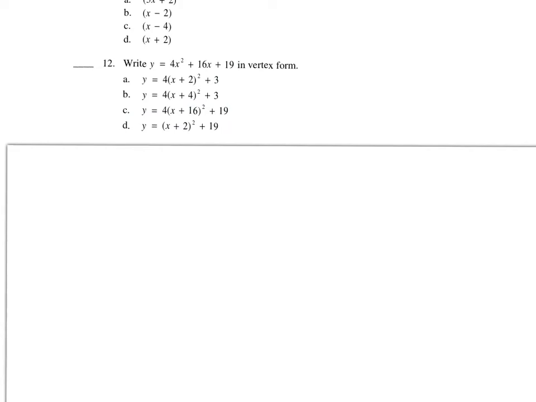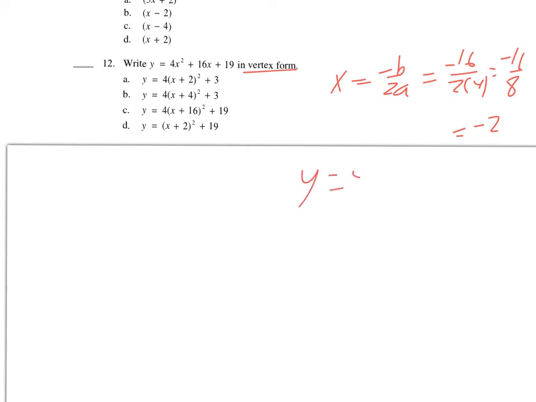All right, next up we want to write this one in vertex form. So if I'm switching to vertex form, first of all, I would just find the vertex. So that would be negative b over 2a. So in this case, that'll be negative 16 over 2 times 4. So that's negative 16 over 8. So that'll be negative 2. And I need to plug that back in to find y here.